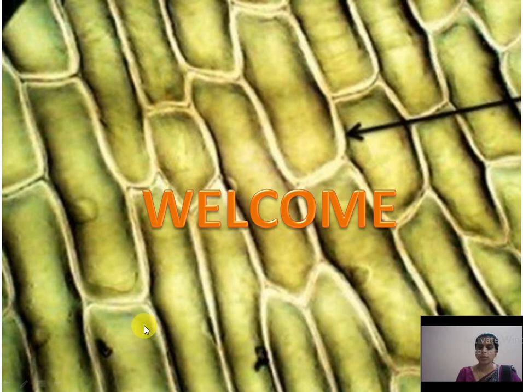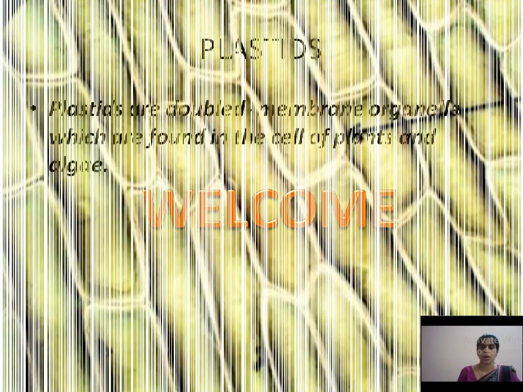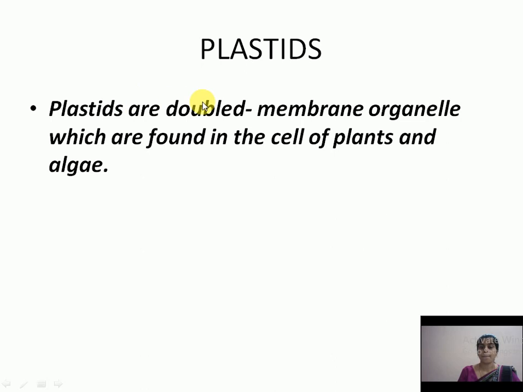Do you know about plastids? Anybody? No. Okay. See, plastids are double membrane organelles which are found in the cells of plants and algae. It is a double layered membrane.